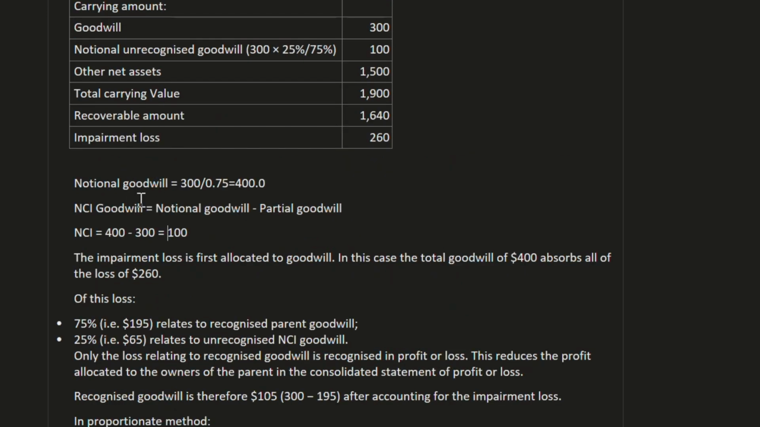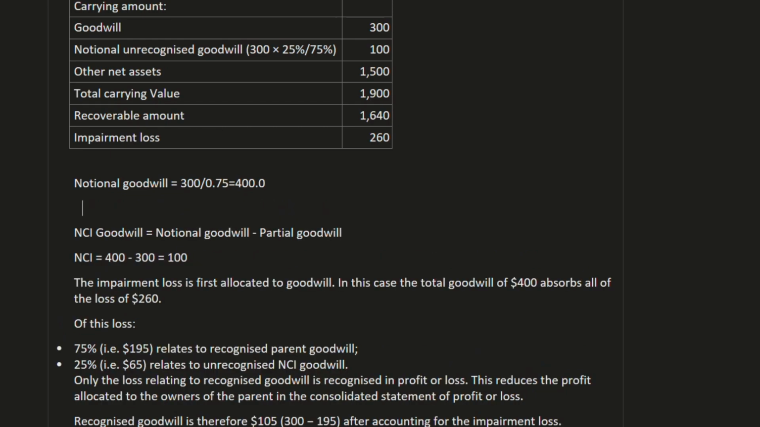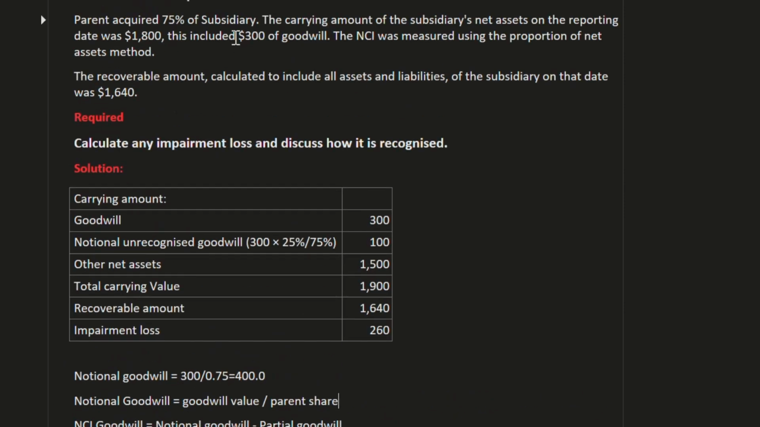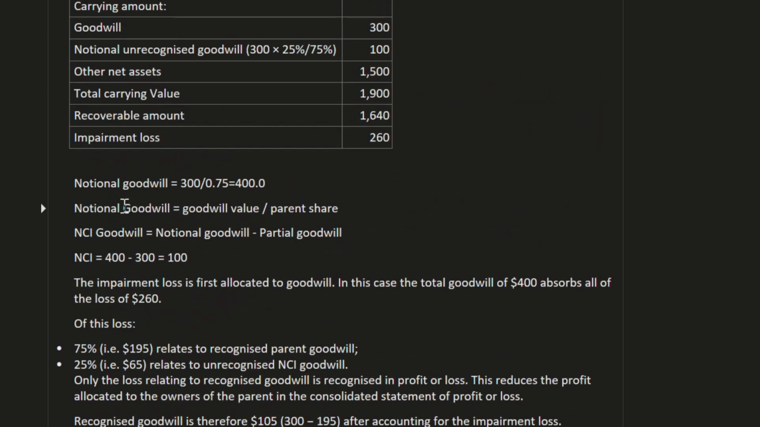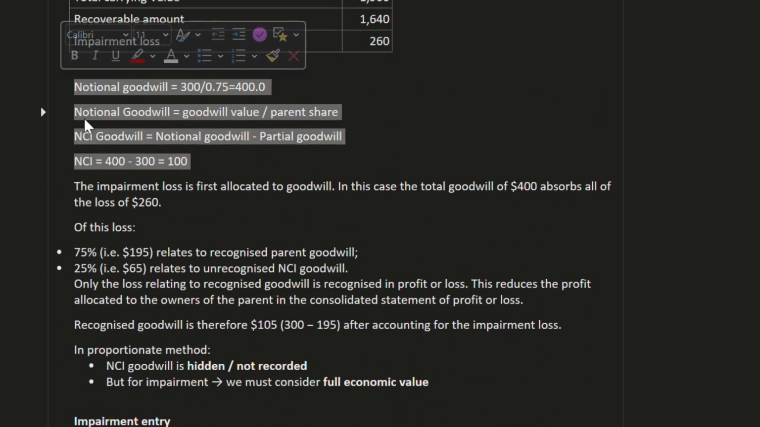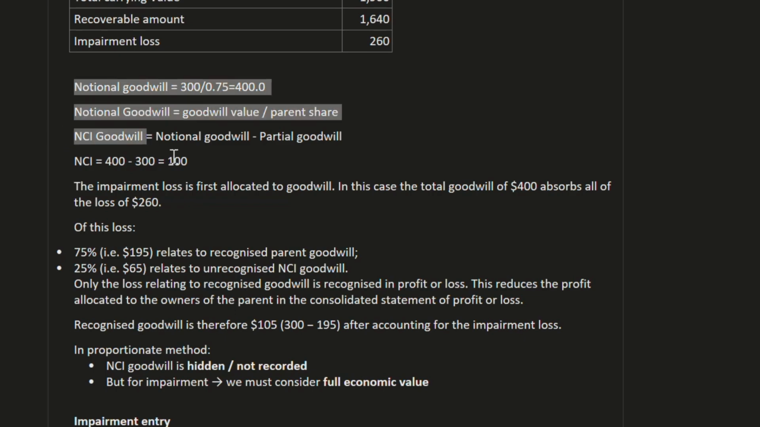So the notional goodwill formula I want to make is: notional goodwill equals goodwill value, the amount 300, divided by parent share. You can take a screenshot because I am going to remove it now.